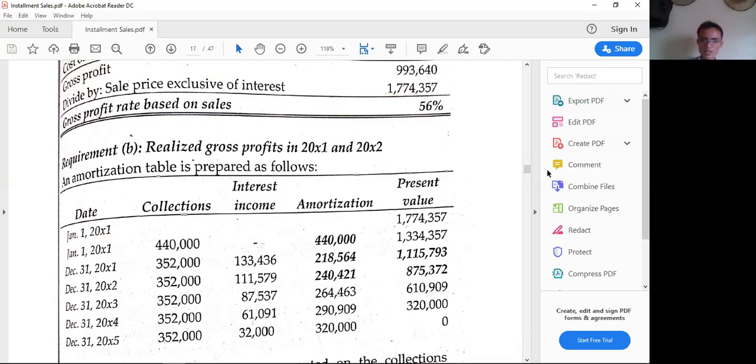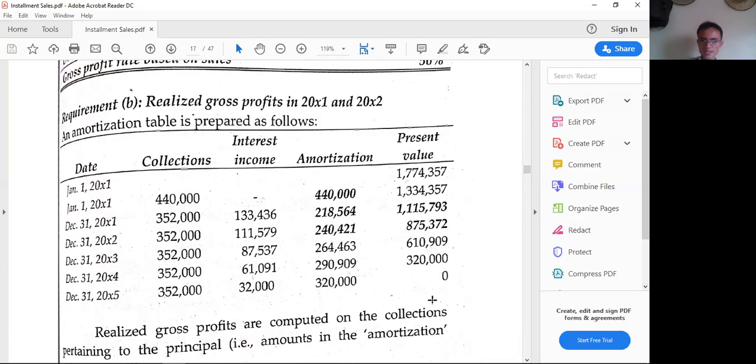Then present value is basically whatever was the previous balance of present value, also known as carrying amount or book value, minus the amortization equals the present value. So you can check that out. This amount minus this equals this one. For 20X1, ended December 31, that's going to be this one, 1.3 million minus 218,564 equals this amount, and so on. For the last year, it should be 0.